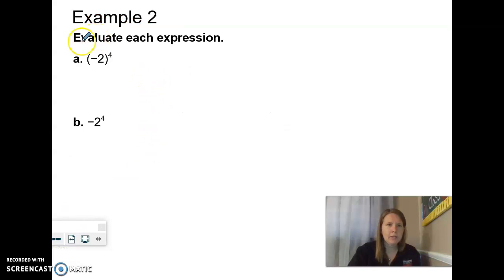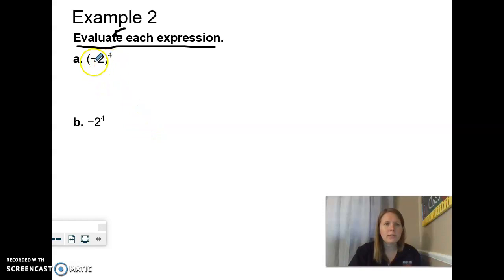All right, so the next part is to evaluate expressions. Evaluating means you're actually going to answer it. So what is the answer to these problems? First off, I want to rewrite this out, and then we will find the answer. In this case, it looks like these two are the same, they both have a base of -2 and an exponent of 4. But as you're going to see in just a little bit, these answers are actually going to be different.